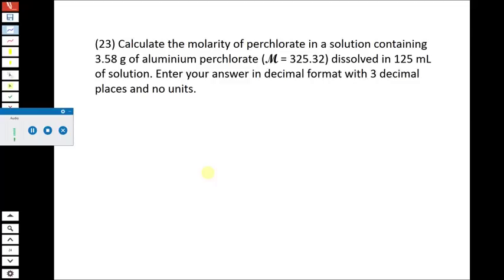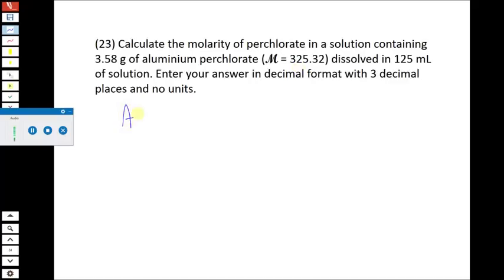Another major topic in chapter 6 now was molarity of solutions. So again, the definition of molarity being important here. So we want to know the molarity of perchlorate in a solution containing 3.58 grams of aluminum perchlorate dissolved in 125 milliliters of solution. So the first thing we again need is the formula of the compound. So we're getting a lot of review on compound formulas.